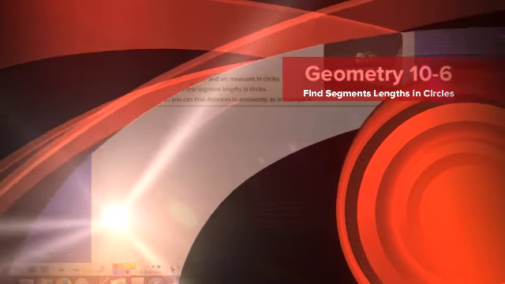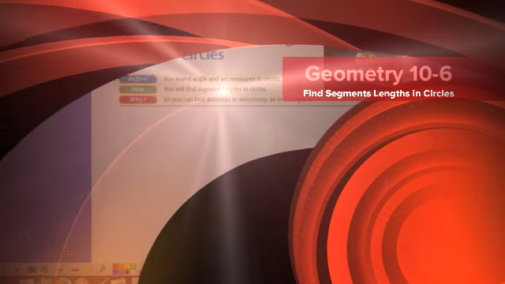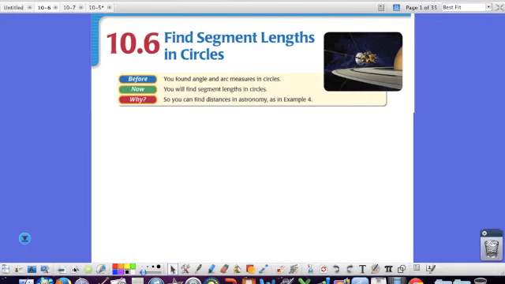10.6, find segment lengths in circles. Today we are going to find segment lengths in circles.